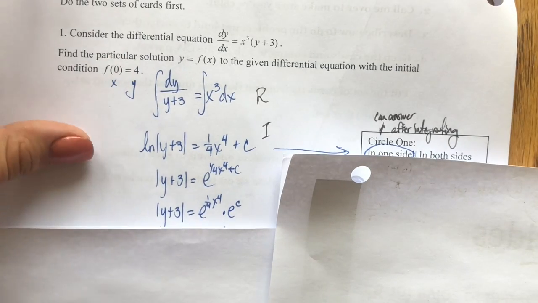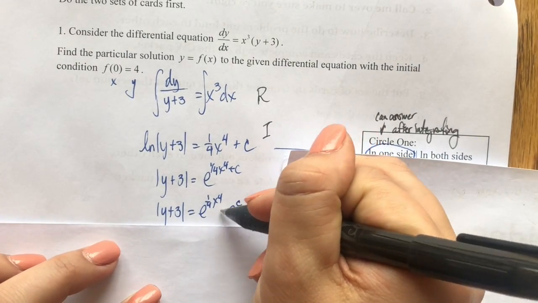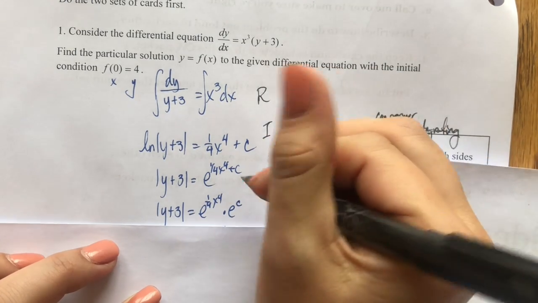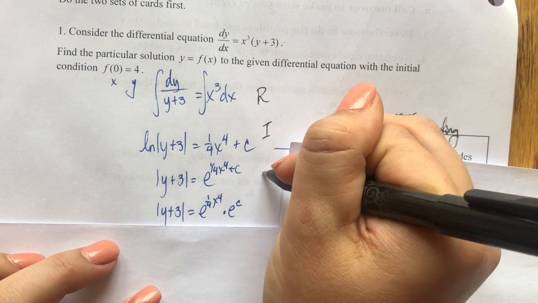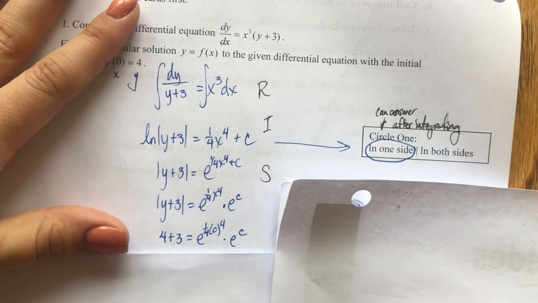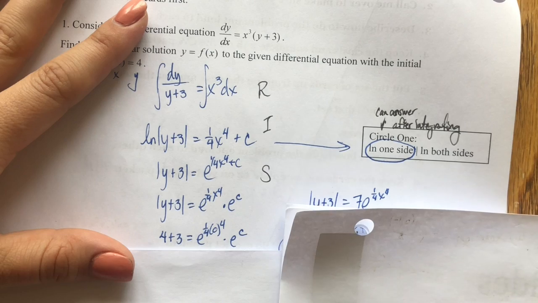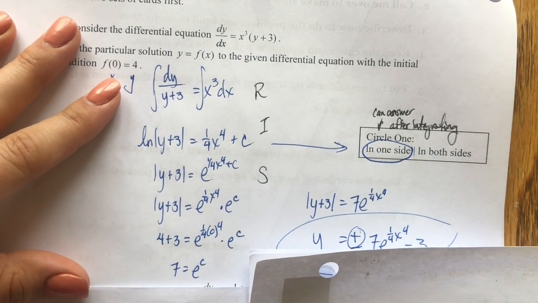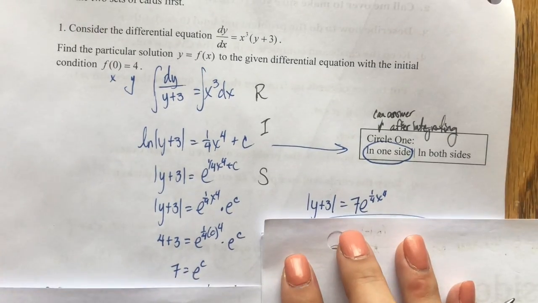Okay, go ahead. What is e to the c? Not c, but what is e to the c? Okay, let's go over it. So this is the subbing in. E to the c is 7.